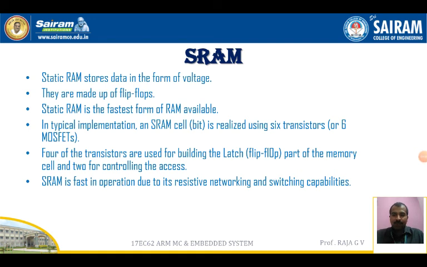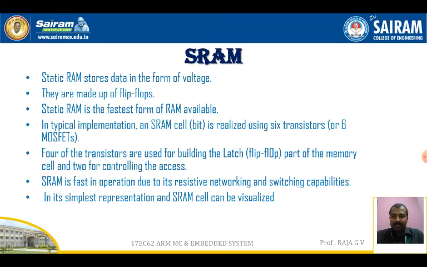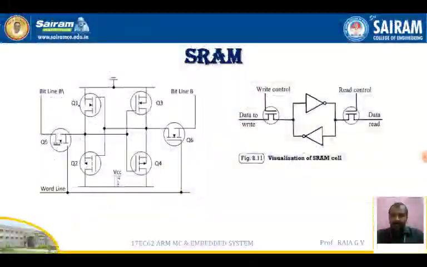SRAM is fast in operation due to its resistive networking and switching capability. In its simplest representation, an SRAM cell can be visualized like this. Here, in the left-hand side diagram, we have 6 MOSFET transistors connected. Q1, Q2, Q3, Q4 act as a latch, where Q5 is used for the bit line B complement, and Q6 is used for the bit line B. The word line is connected here, with VCC and ground given.